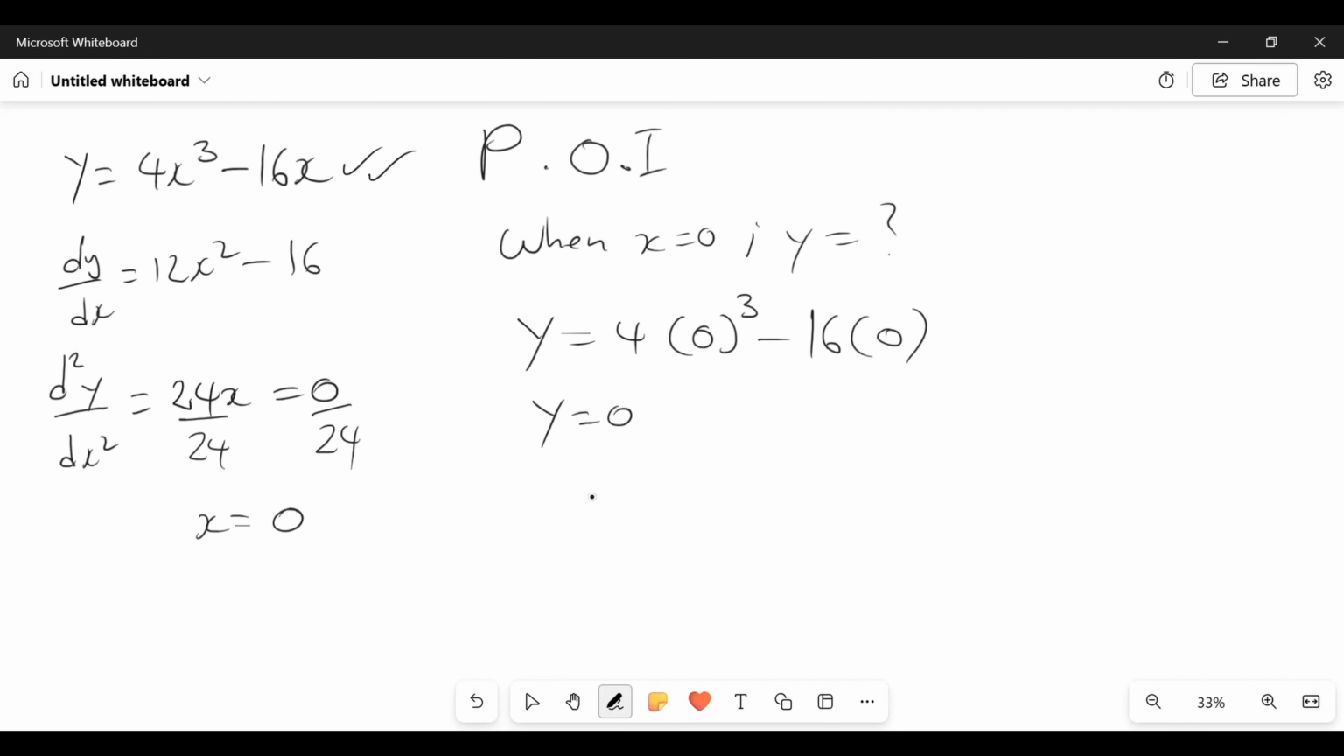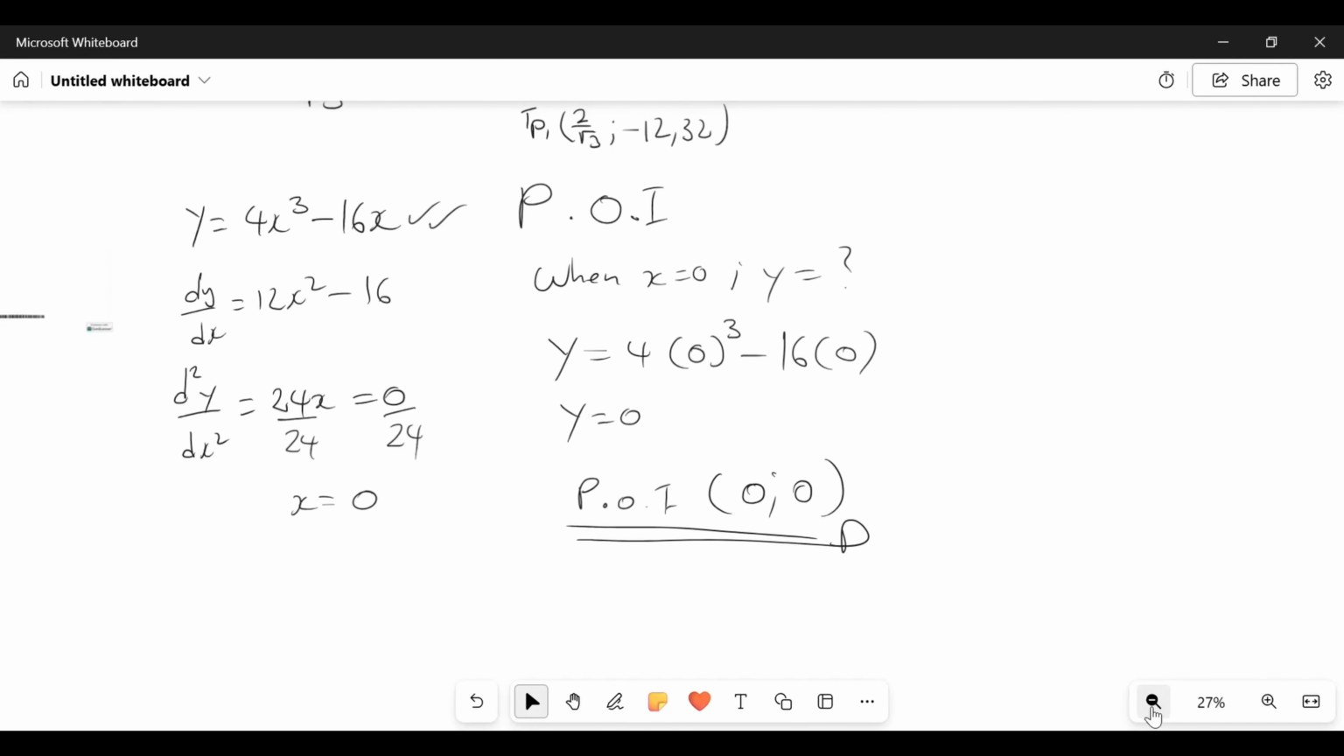So the point of inflection is actually (0, 0). So that is your final answer, guys. I hope you managed to get this one. Really, it was not that difficult, guys. It needed you to understand how to calculate the turning point and the point of inflection, and how to derive as well. Because in order for you to calculate the turning point, you needed to derive once and equate it to 0. And then when you calculate the point of inflection, you needed to derive twice and equate it to 0.